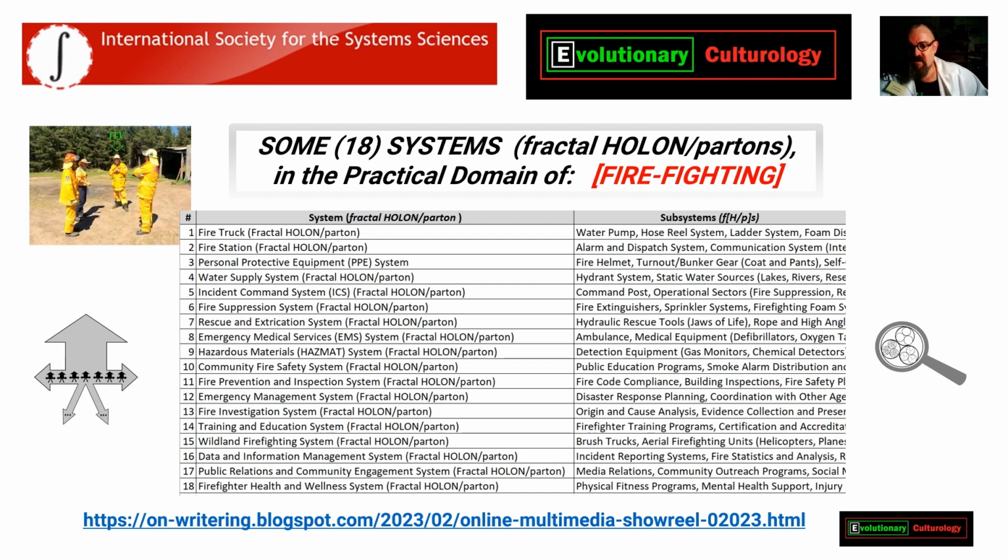Let's focus in on firefighting, just that domain for a minute. So there's 18 systems at least. When you're firefighting, you've got to understand the fire truck and all its subsystems: the water pump, the hose reel system, the ladder system, the foam system, etc. Then the fire station is another system or subsystem of the domain of firefighting. You've got your PPE, personal protective gear, your helmet and your gear, the water supply system. Look at all these systems. There's 18 major systems there, and then there's subsystems in the column on the right. They're all fractal holon partons, by the way, obviously.